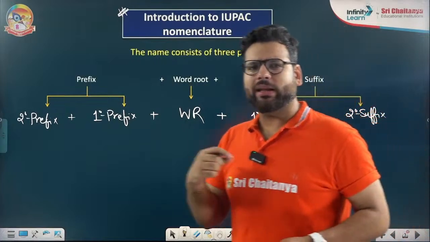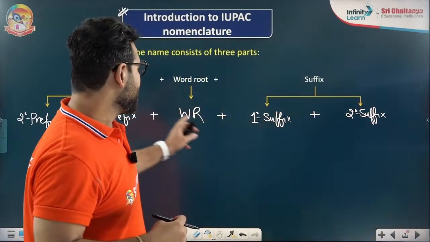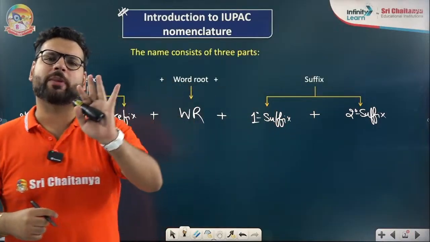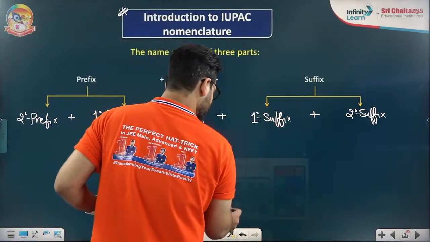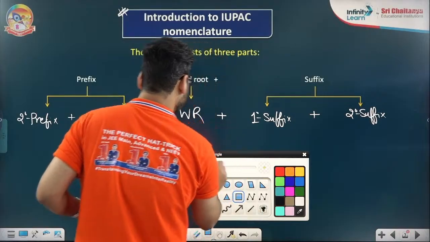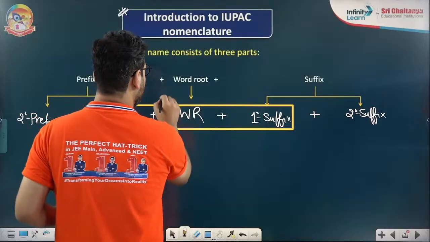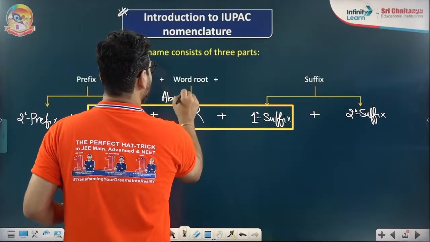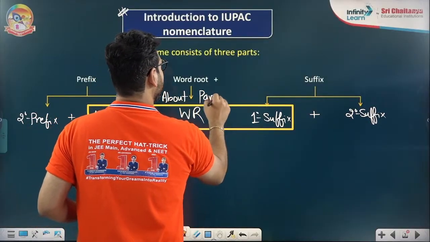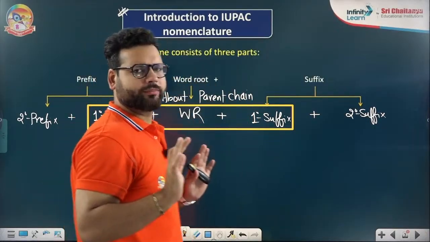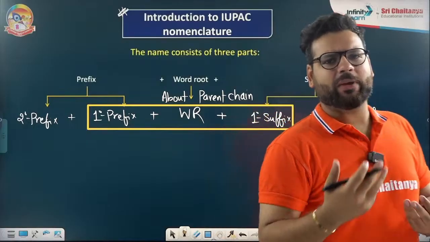Just to tell you quickly, please remember the middle three things only talk about parent chain nature. Middle 3 things only talk about nature of parent chain. They only talk about parent chain. Okay, parent carbon chain. So we will select a parent carbon chain.